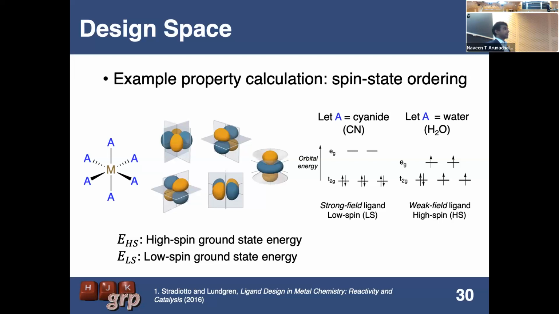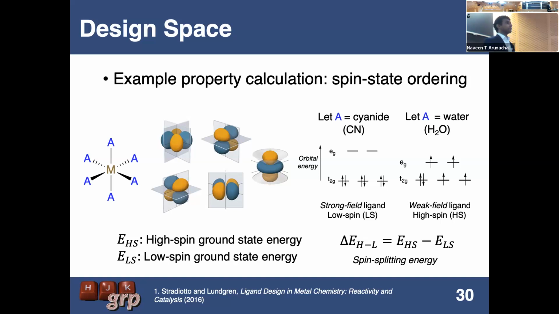So some properties that might come out of this orbital diagram would be EHS and ELS, which are the high spin ground state energy and the low spin ground state energy. For each of these complexes, for the cyanide complex and the H2O complex, we can force them to be in a high spin configuration or a low spin configuration and measure the energy of those configurations using density functional theory. So on the left, we will have 2 energies that we get out of it, the energy of the high spin configuration, energy of the low spin configuration. And on the right, with water, we also get these 2 energies.